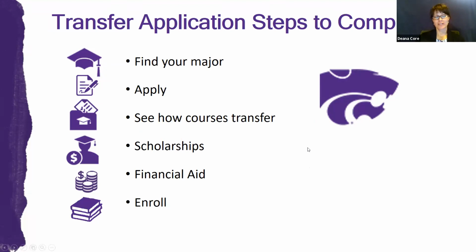So the application process to K-State is actually pretty simple. We do have an online application that is available all year round. So we have rolling admission at the university. And we do ask that when you apply that you choose one major. A lot of students end up declaring a minor or maybe a double major or a dual degree, but at the time that you apply for admission, you'll just put down one primary major, and then that can change later if you decide to.